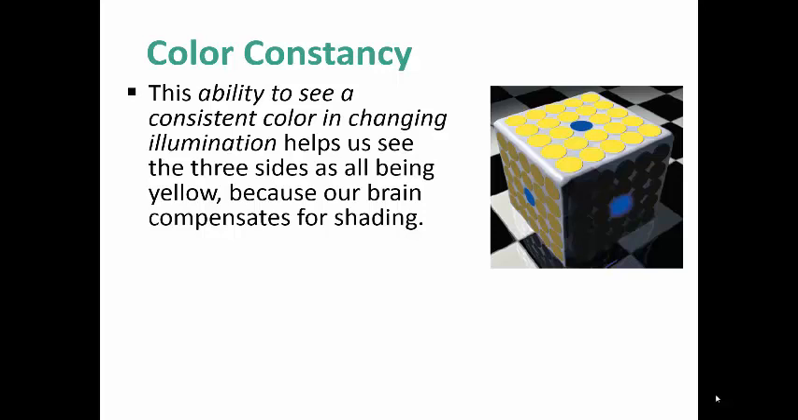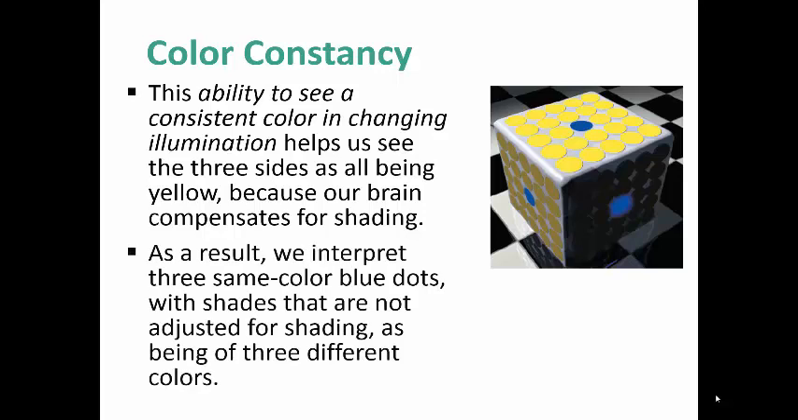We can see this image, and even though the one on the right is almost black, we still view it all as the same color, because we know that it's different shades. So we interpret three same-color blue dots with shades that are not adjusted for shading as being three different colors.